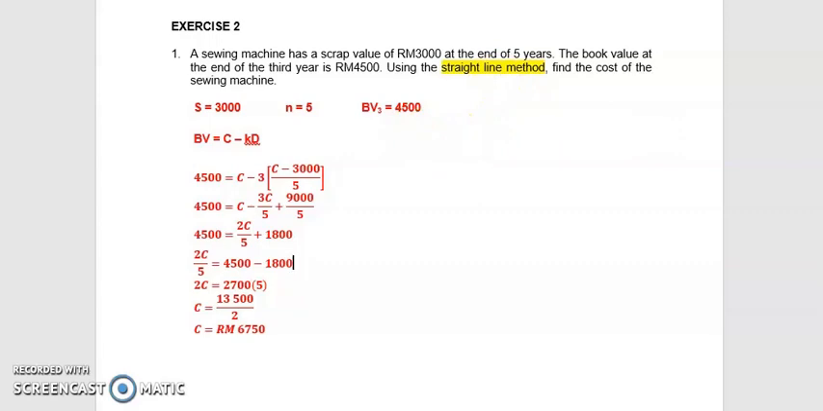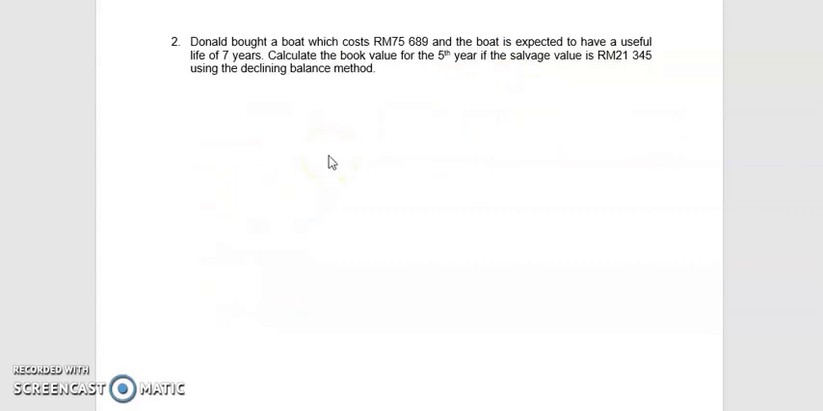Okay, now look at number 2. Donald bought a boat which cost 75,689. So this is cost. The boat is expected to have a useful life of 7 years. So n equal to 7. Calculate the book value for the 5th year, if the salvage value is 21,345 using declining balance method. So salvage value 21,345. So find book value for the 5th year.